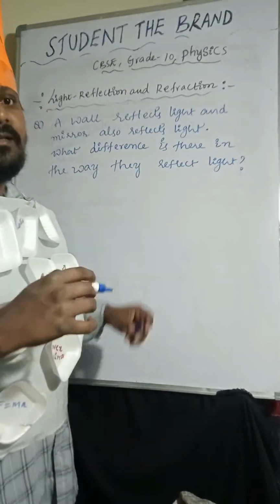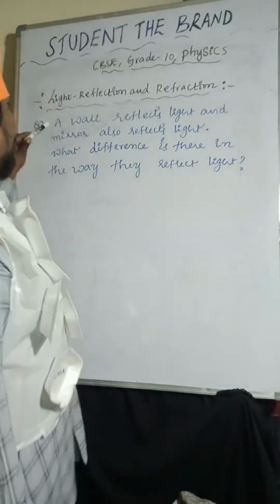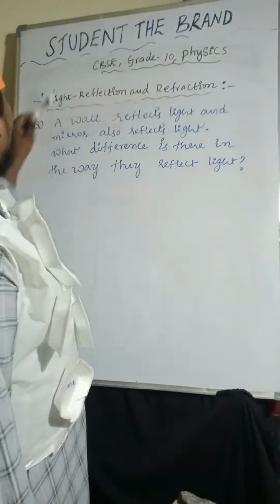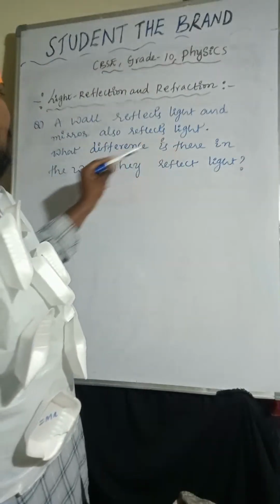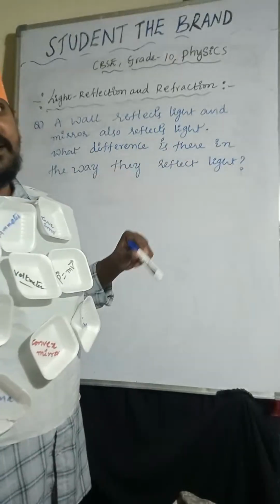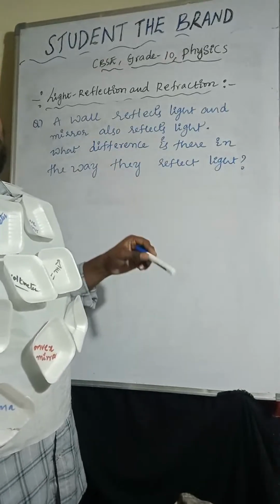So here the question is, a wall reflects light and a mirror also reflects light. What difference is there in the way they reflect light?